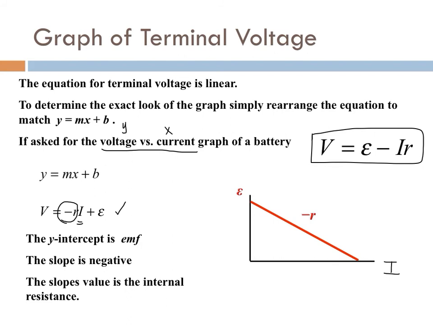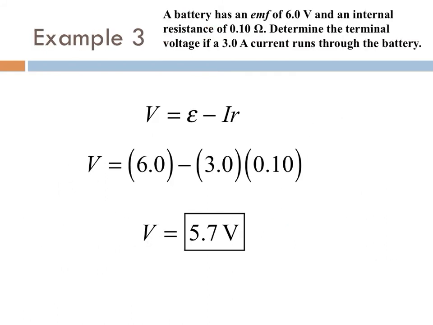I is on the x-axis. V is on, what we see here in the graph, the y. And our EMF is our y-intercept. So again, this problem is pretty straightforward.